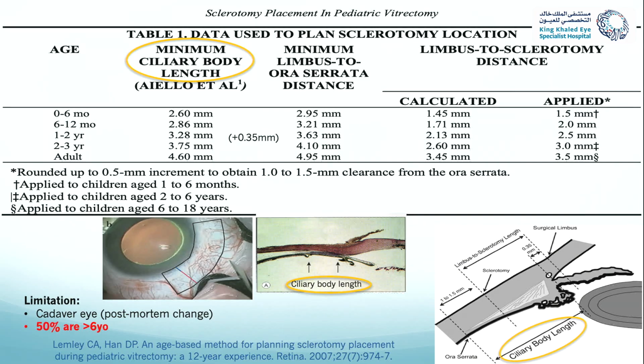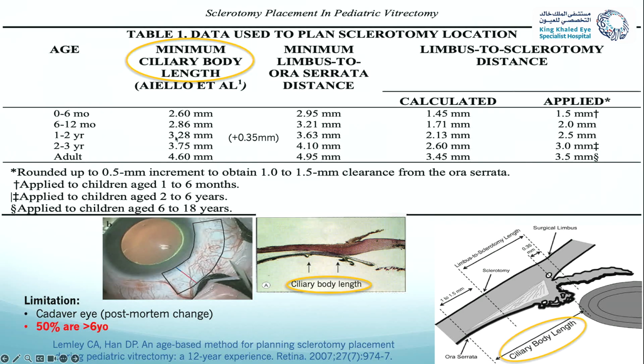First of all, the data actually come from a cadaver eye study that was done by Ayalo way back. They look at the minimal ciliary body distance, which is done as cross-sections of the eyeball from the location of the ora serrata to the beginning of the pars plicata. That's where this ciliary body distance is. They look at different age groups from 0 to 6 to adult. You can see there's a variation between 2.6 to 4 millimeters.